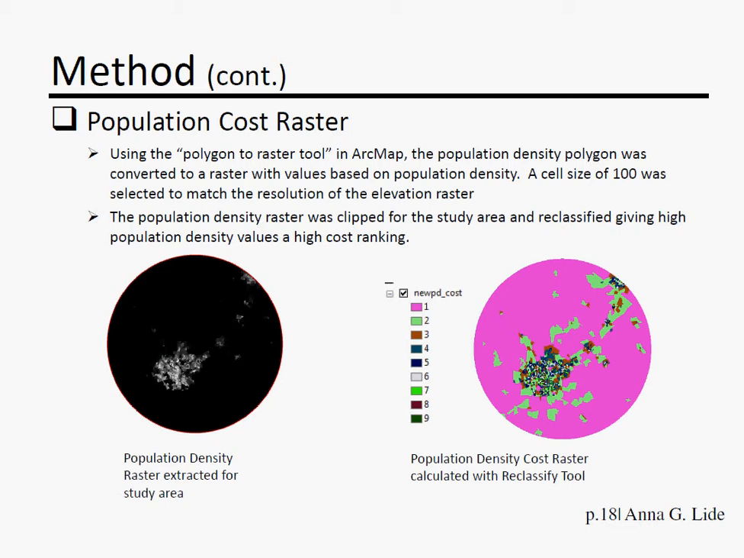The low population densities translated into the pink area indicating low cost. The high population density in San Antonio and the land between San Antonio and Austin show up as the higher cost ranks.